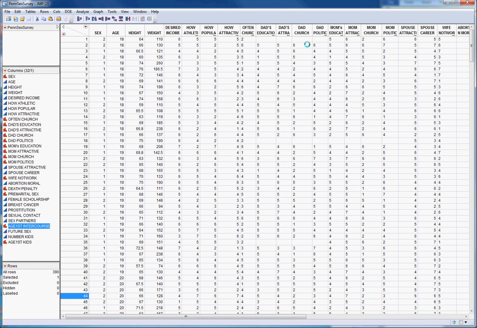Now we're going to look at what happens when we have one continuous variable and one discrete variable. The data here doesn't really matter. I just picked it arbitrarily, so don't read anything into it.